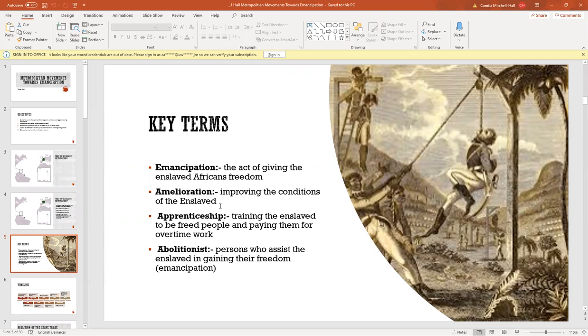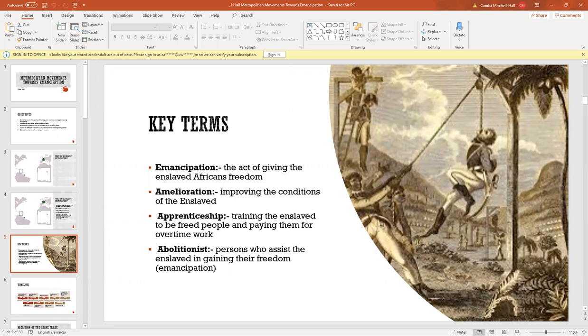Then we're going to look at another term for this theme. It is going to come up quite often: apprenticeship. When we use that word apprenticeship it really means training. But for this theme, it is a system that the Europeans put in place to train the enslaved people to become free people. How to train them to be free people.